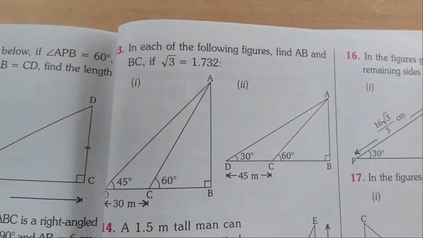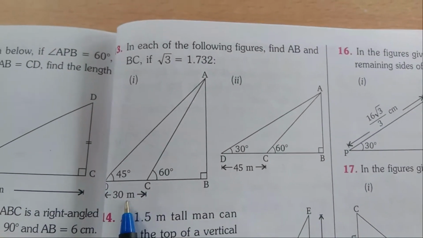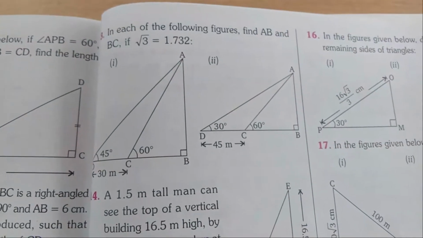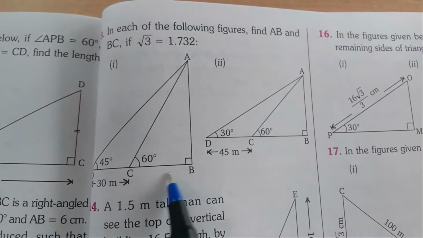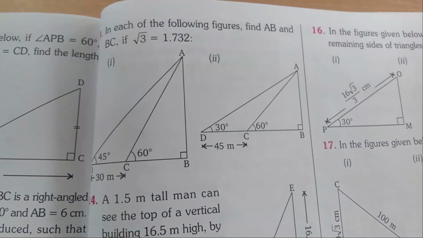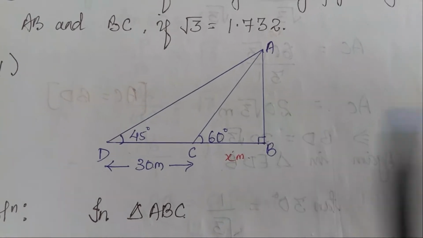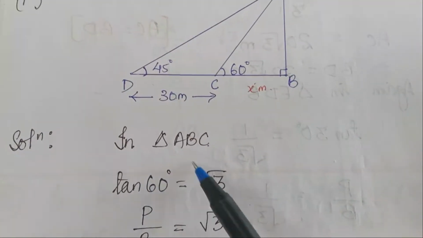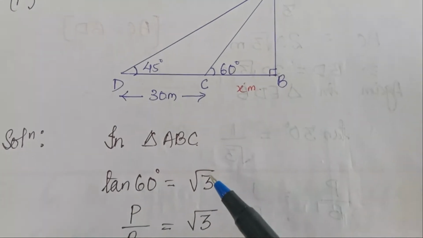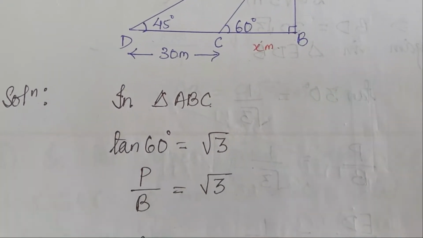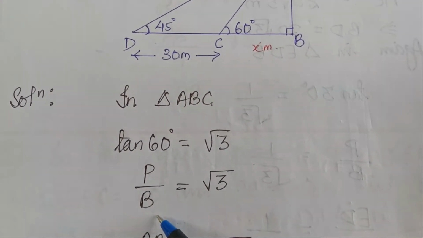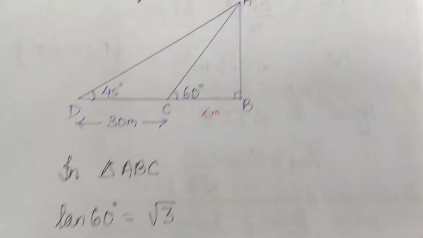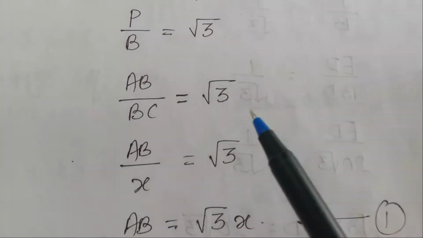Here only half part is given, 30 meter. We need to find AB and BC. Theta are given. So this part BC, let's take X and solve the question. We will use triangle ABC first. Tan 60 degree is root 3, and tan means perpendicular by base. Perpendicular is AB and base is BC, so it is root 3.